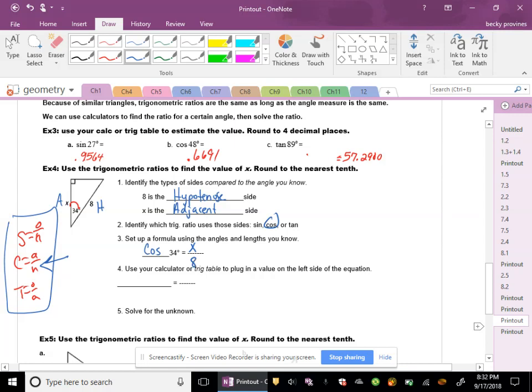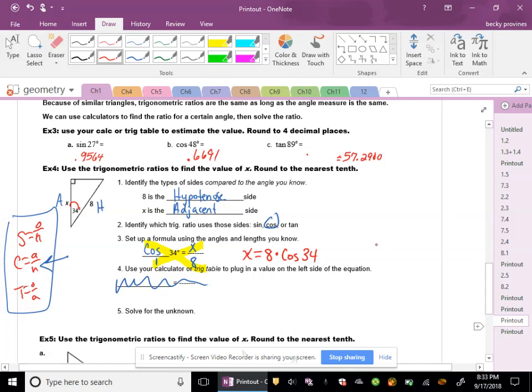Okay, so the easiest way to solve this, and I don't really do this next step the way the directions say, I put the cosine 34 over 1 and I cross multiply. So when I cross multiply, 1 times x is x. And then I cross multiply the other way. And now here's the tricky thing. You have to put the 8 in front of the cosine. So it's 8 times cosine 34.